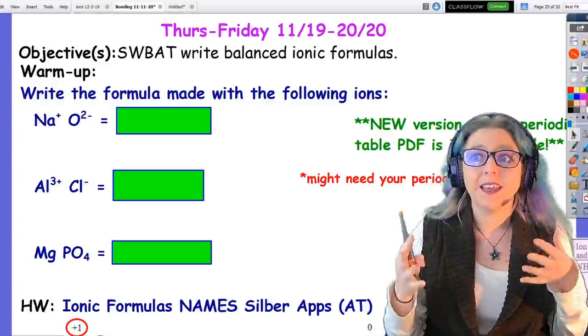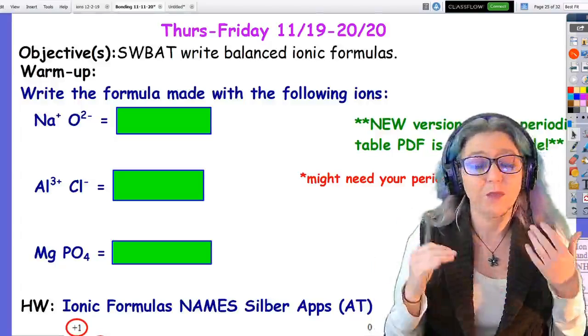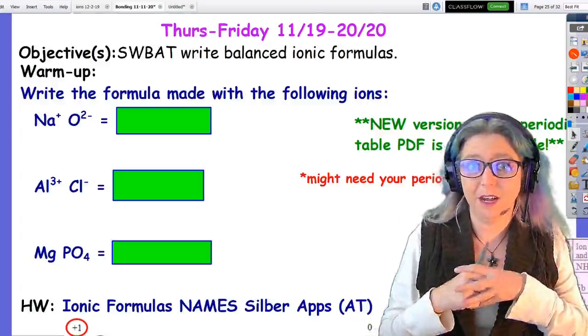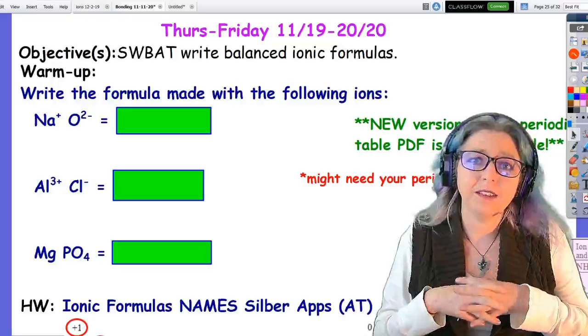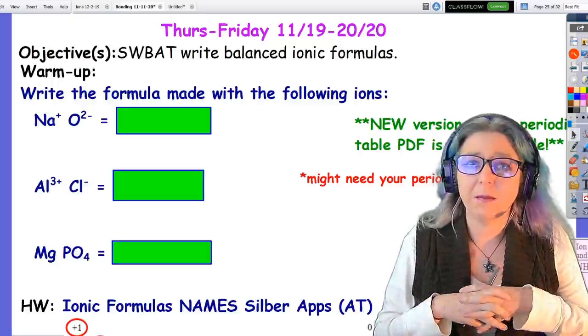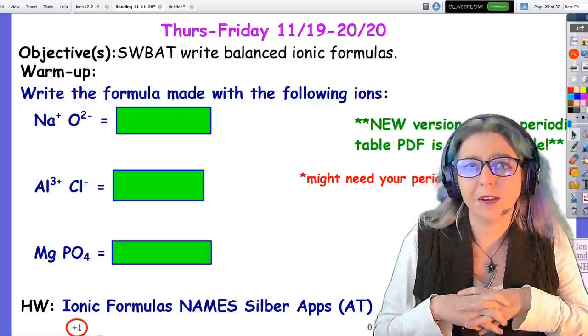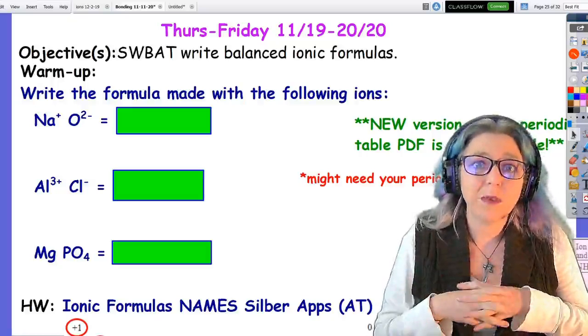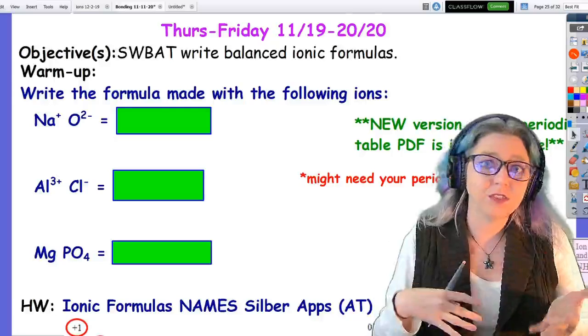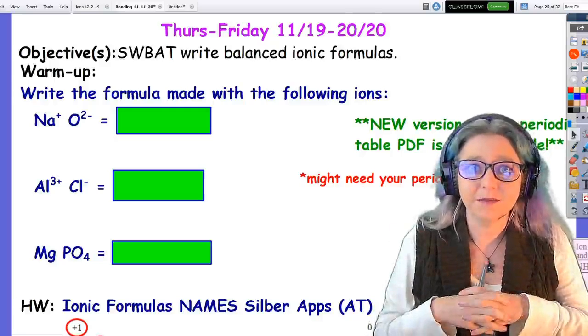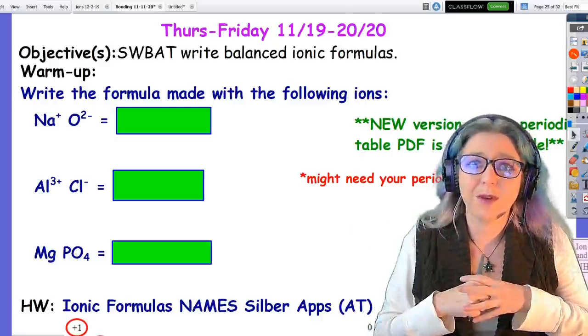So today we learned about the crisscross rule, which is a wonderful shortcut when you're balancing ionic compounds. We did a little bit of practice on how to name ionic compounds when there's that variable charged metal. And then we had about 20 minutes or so of independent work so you could ask questions and get your assignments in. But first, let's start with our warm-up.